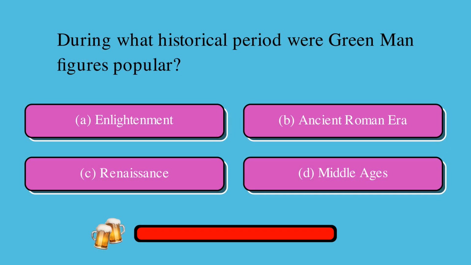During what historical period were Green Man figures popular? Is it A, Enlightenment, B, Ancient Roman Era, C, Renaissance, or D, Middle Ages? The correct answer is D, Middle Ages.